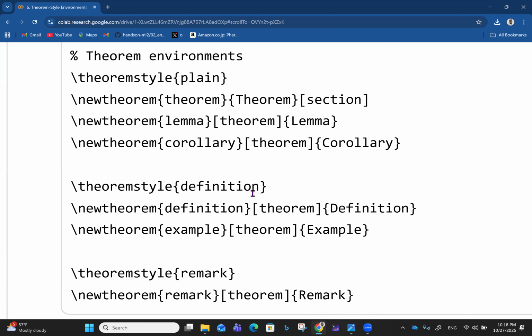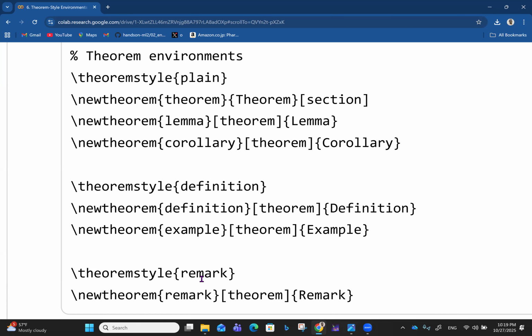I'm talking about theoremstyle. You can also have definition. So this is like a new style now. So you want the theoremstyle to be definition. That's another way to go. So newtheorem is now definition. Definition is at this level. Definition and example are at the same level like that for theoremstyle. So you can have all of this.